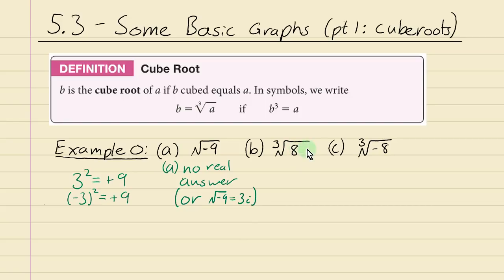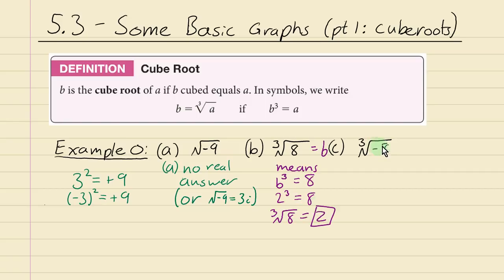Now let's look at the cube root of 8. So whatever this result is, if we say this is equal to b, then what that means is that number b cubed needs to equal 8. And if you think about it for a second, what can you multiply by itself 3 times? You'll get 2 cubed equals 8. So that means that the cube root of 8 is 2.